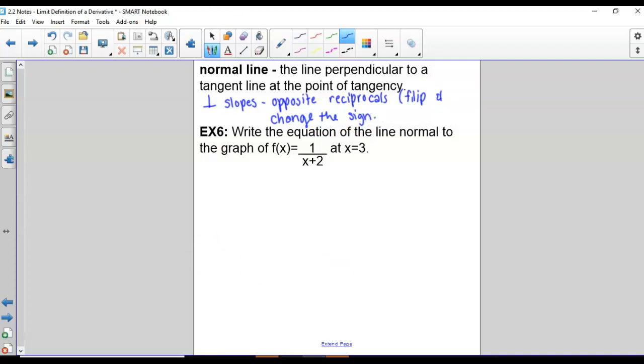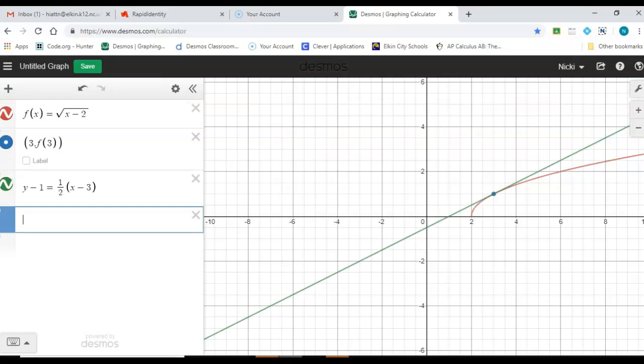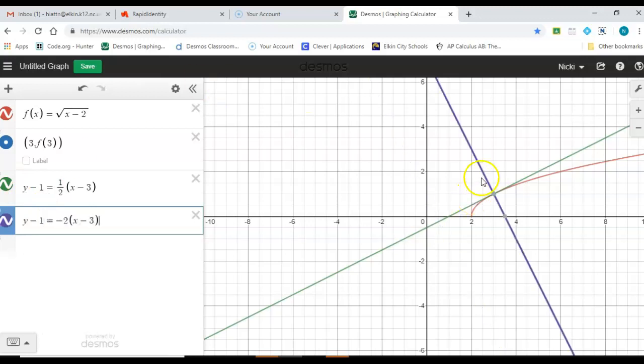So like on that last one that we did with this graph here, if that 1/2 is my slope, if I flipped it and made it 2/1 and changed the sign so it would be negative, then it would look like this, -2 times x minus 3. So this purple line here, that would be my normal line. It's the line that is perpendicular at your point of tangency. I don't really know what you need a normal line for or why we need to know how to do it, but I'm afraid that you might possibly see it and it's really not much different than a tangent line. All you've got to do is remember to flip and change the sign.